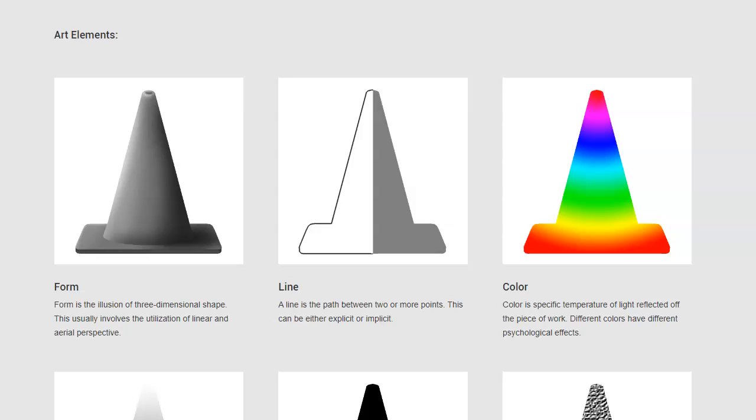Going to quickly discuss the art elements. So art elements, here they are here. So you can see them. I try to make them as simple as possible. So the first one is form.